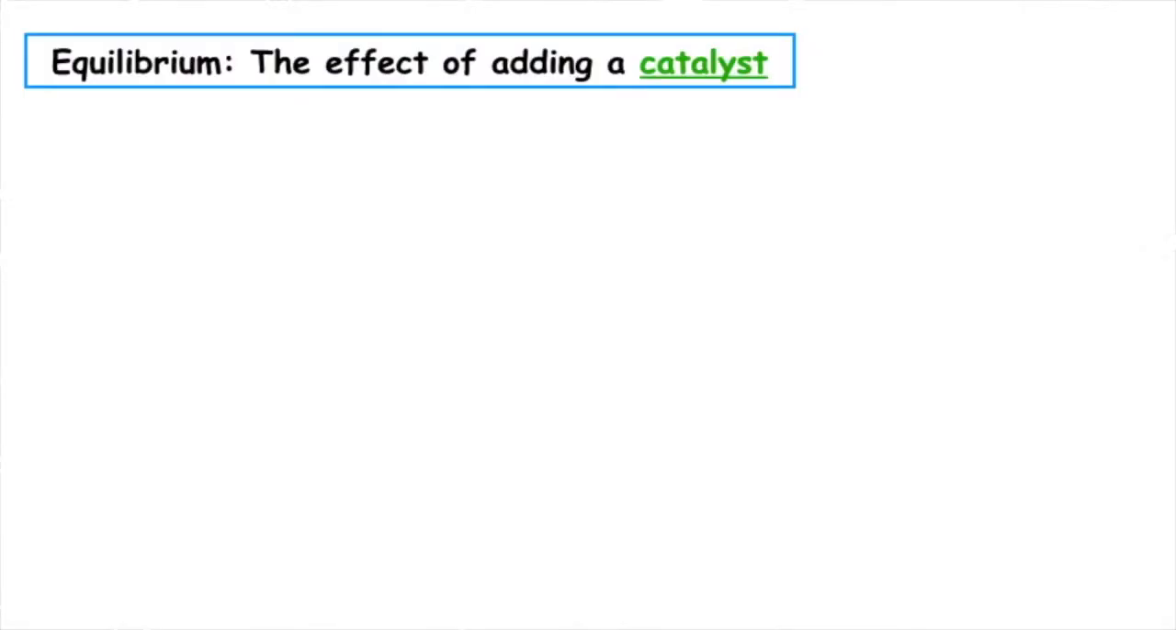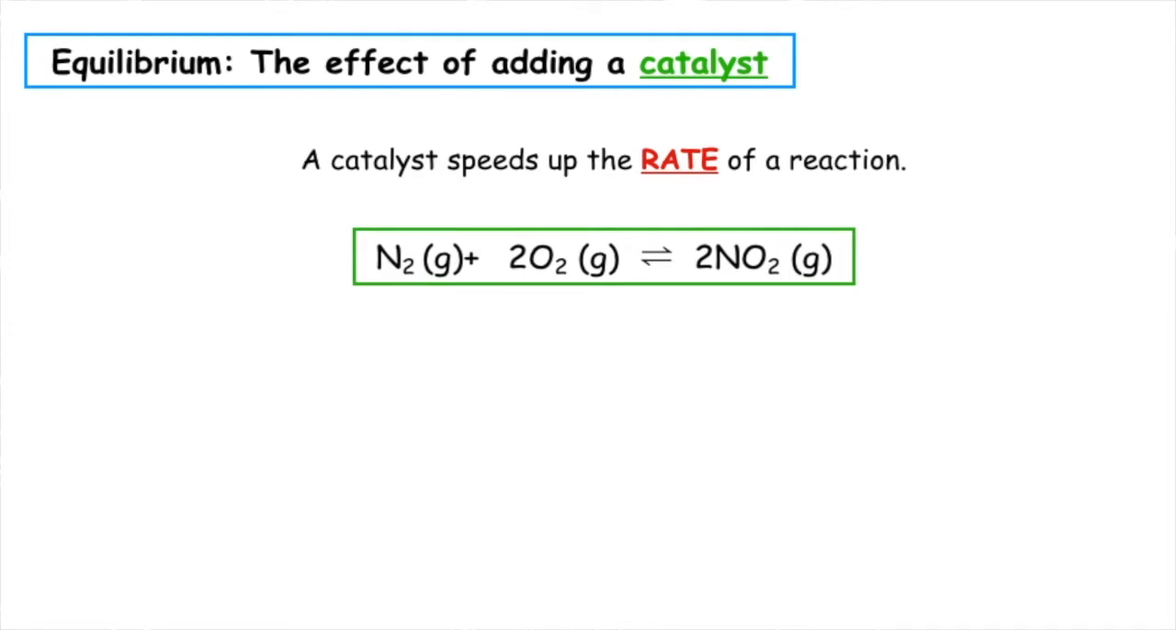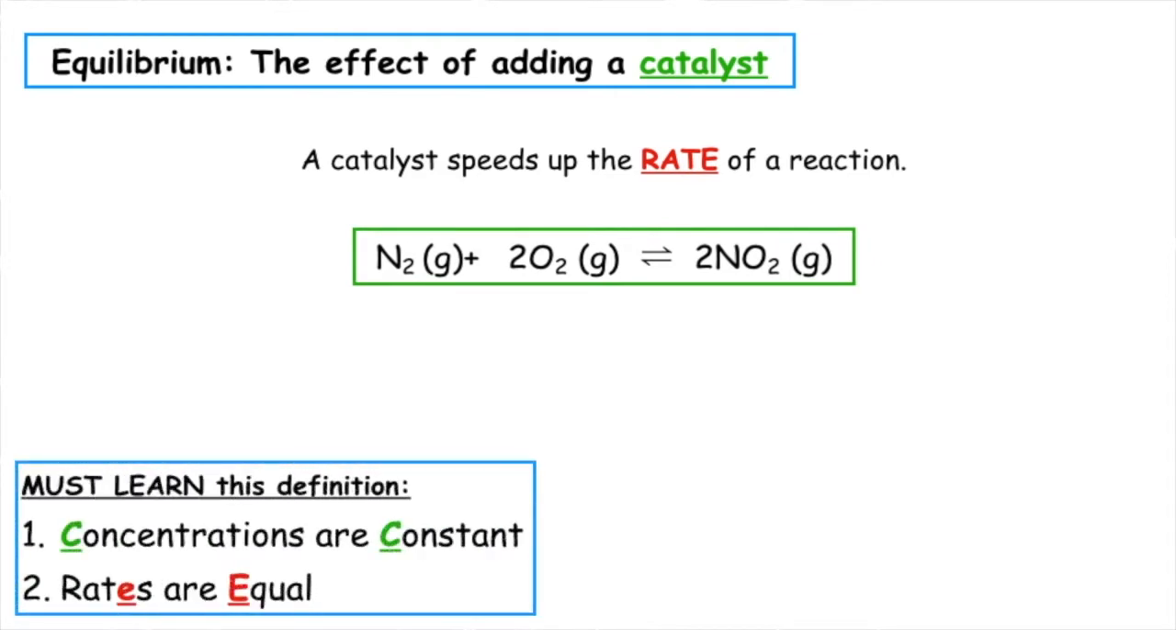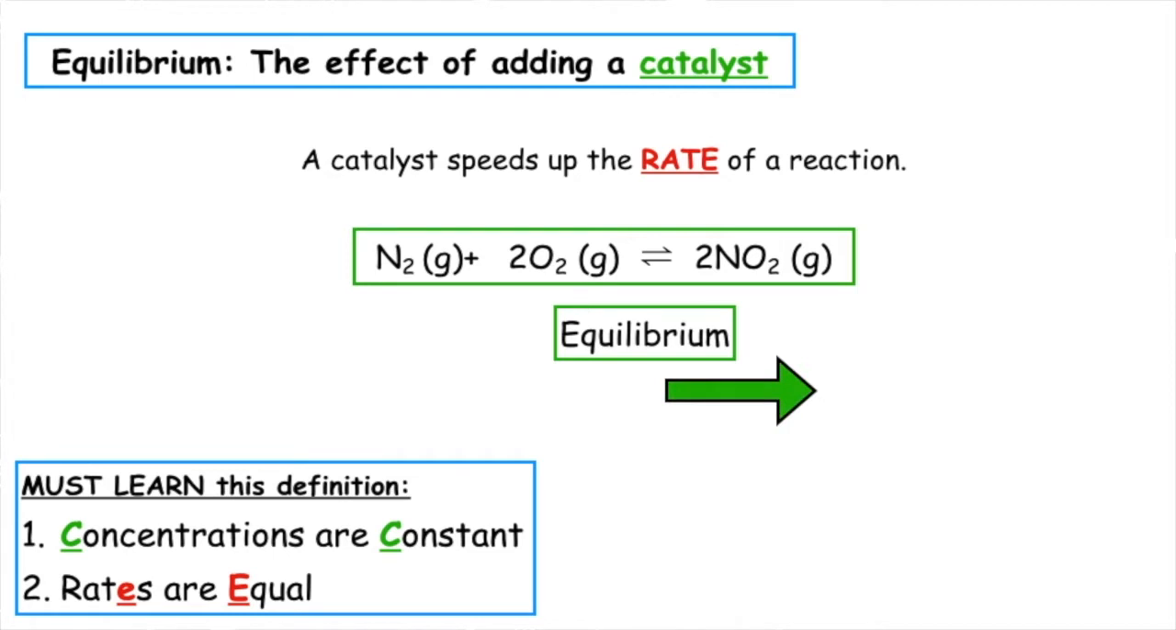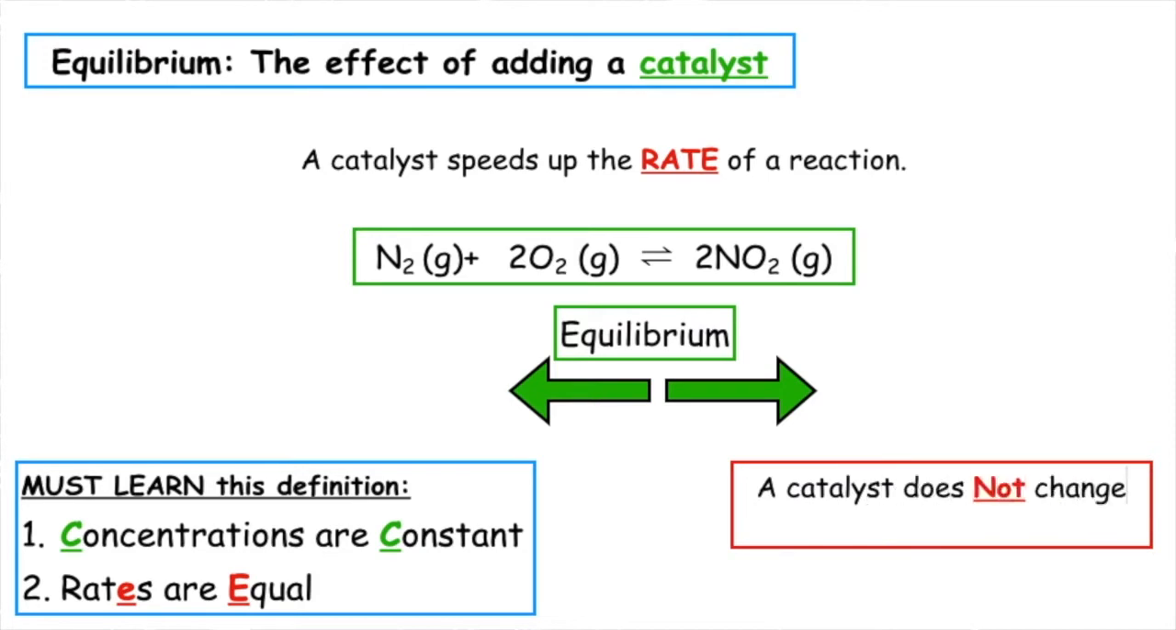What effect does adding a catalyst do to the position of equilibrium? A catalyst speeds up the rate of a reaction. Remember the definition? Concentrations are constant and rates are equal. So that means when we increase the rate of the forward reaction, this also increases the rate of the back reaction. So a catalyst does not change the position of the equilibrium.